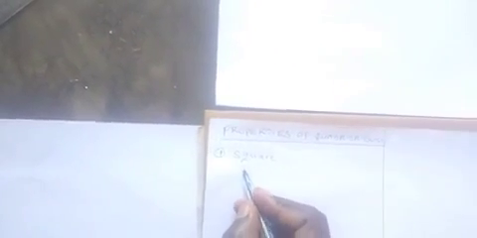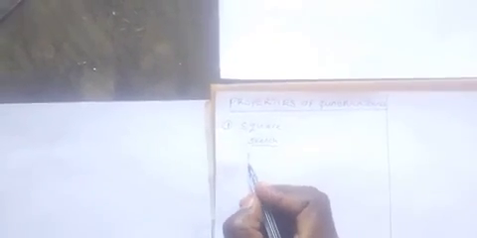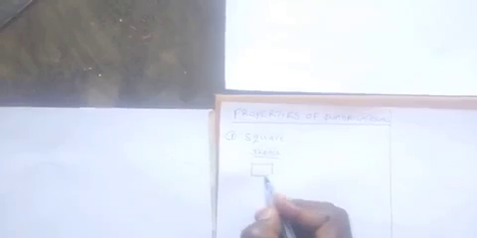This is the sketch of a square. It is sketched like this. A square resembles like that. So, square properties.